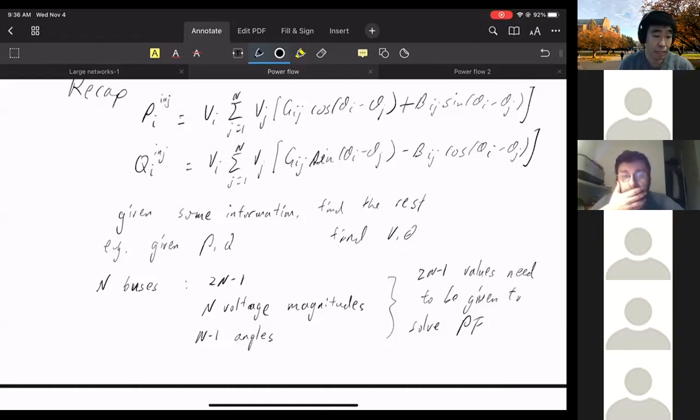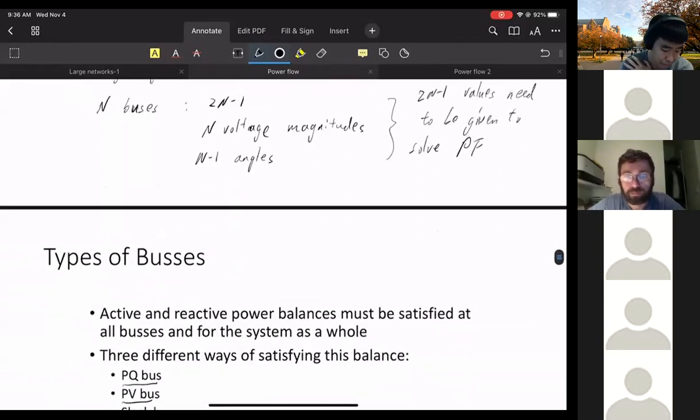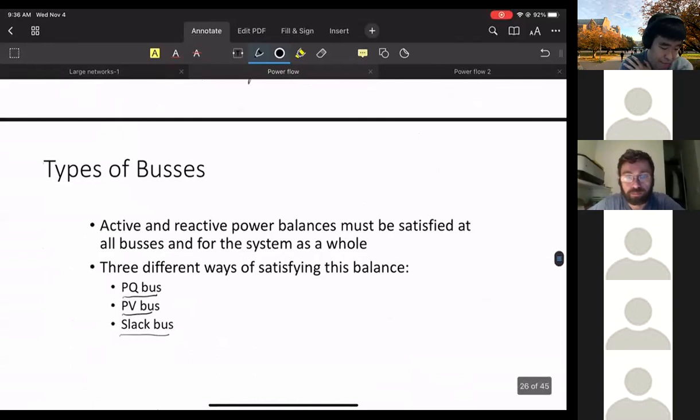Good. So the question becomes, we need 2n minus 1 pieces of information. How do we get them? It turns out there are three types of buses. We get these pieces of information by separating the type of buses in the system. Some buses are called PQ buses, some are called PV buses, and a special bus is called a slack bus. The name comes from the bus information that is given.